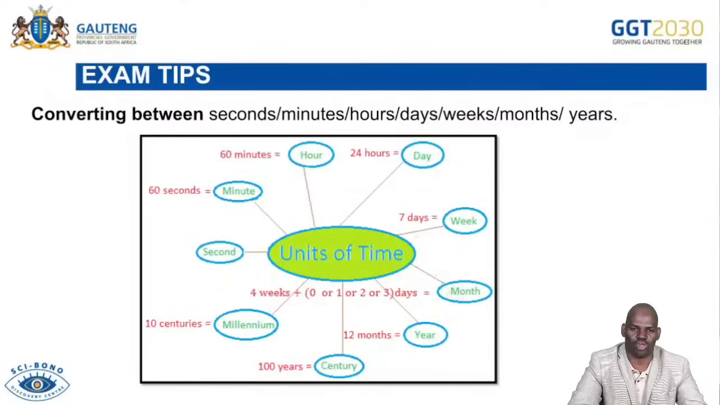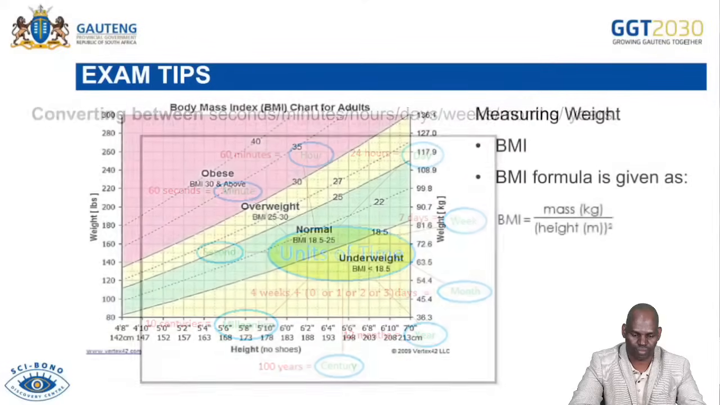Then again, for a century, you must know that a century is 100 years, and a millennium is actually 1,000 years, which is the same as 10 centuries.